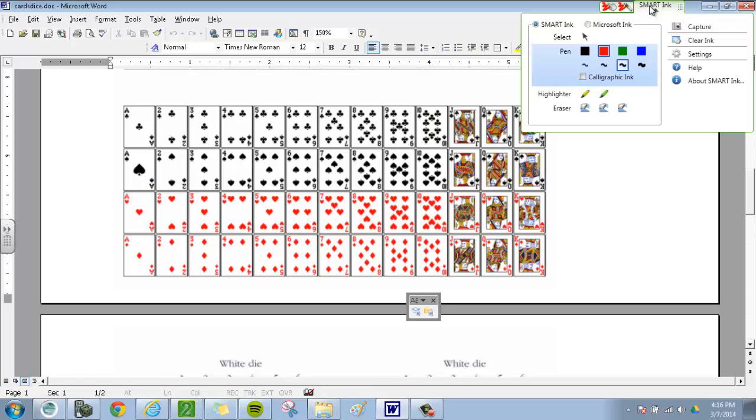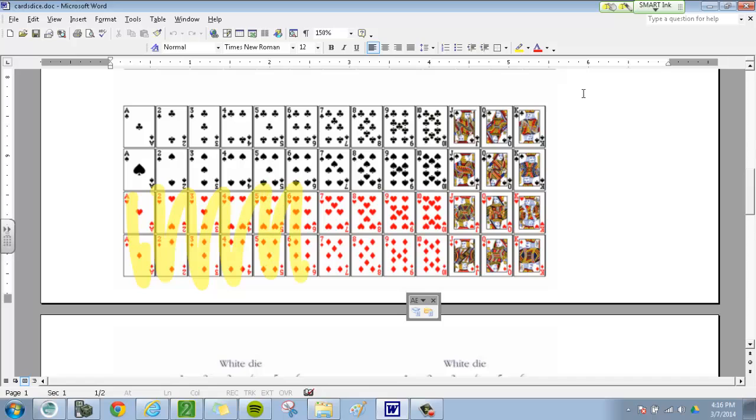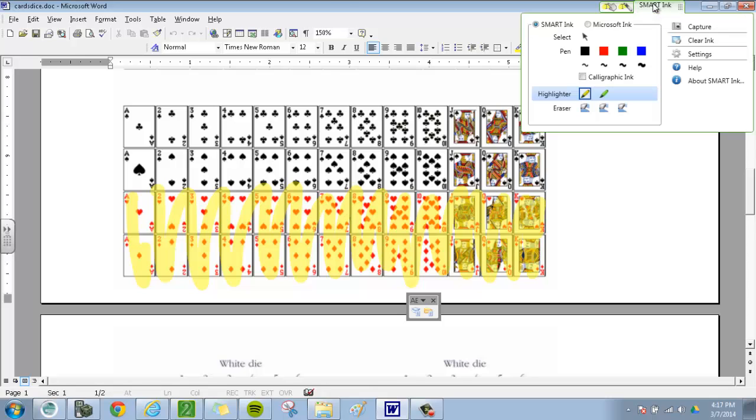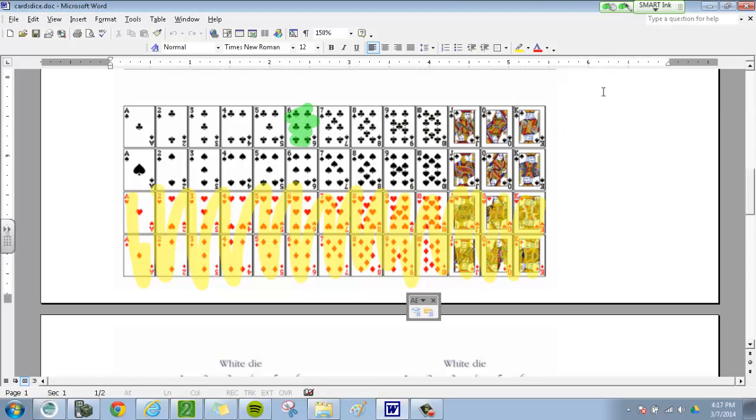So for this, we'll just shade in all the red cards and we'll shade in all the 6s. So here are all the red cards. How many red cards are there? Oh, that's 13. And then we got to shade in all the 6s. We'll do that in a different color just because I can.